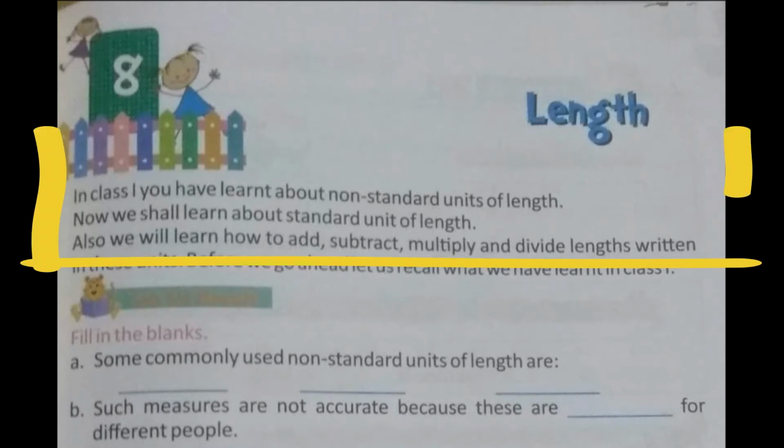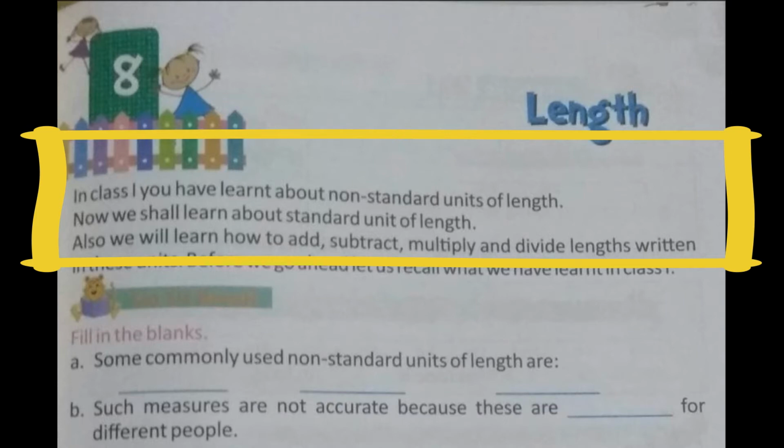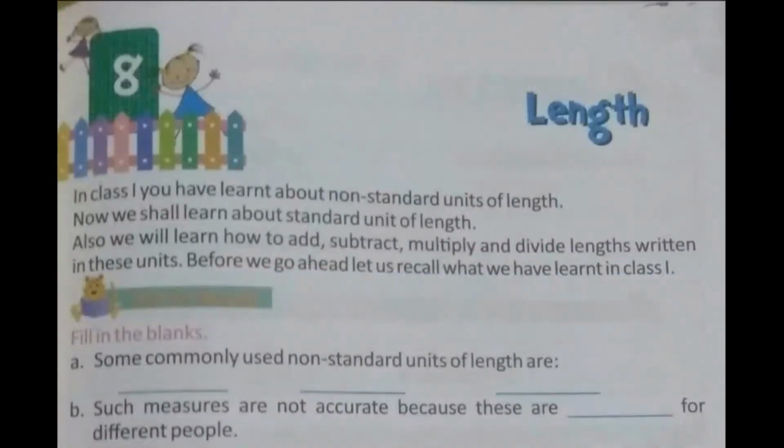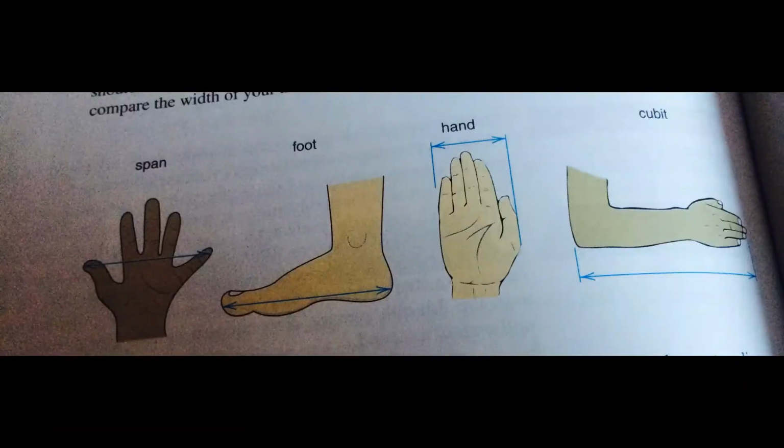Non-standard units of length means the units which are not standardized. ठीक है, ऐसे नाप जिसका कोई स्टैंडर्ड नहीं है, जो अलग अलग पर्सन्स के वेरी करता है. For example, what are the non-standard units? The non-standard units are span. We used to measure by hand span, foot, hand, cubit. So these are the non-standard units.